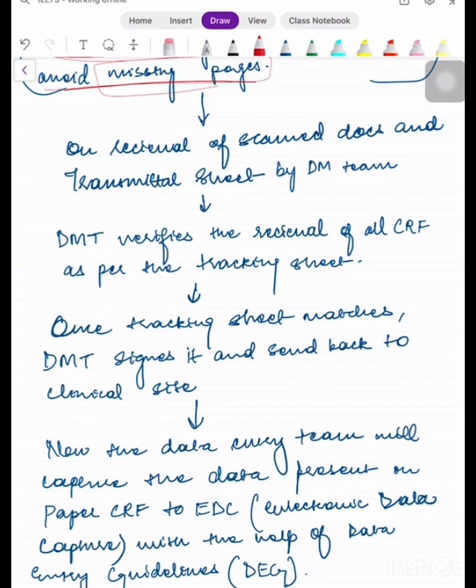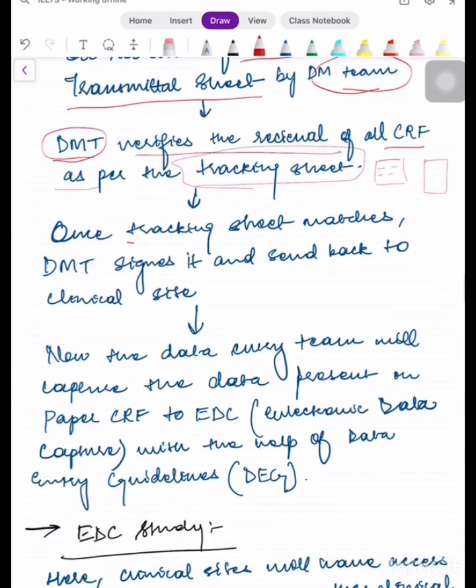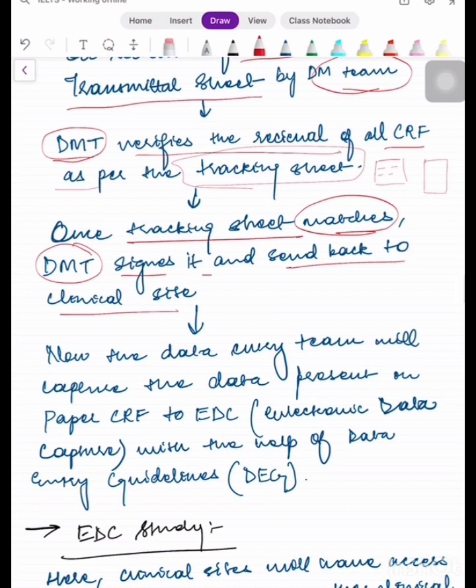On receival of scan docs and transmittal sheet, the DM team verifies the receival of all CRF as per the tracking sheet. So they open this tracking sheet, you can almost consider this as an index, and they match each document and number of pages with the scanned documents that are sent. Once the tracking sheet matches, the DMT signs it and sends it back to the clinical site.